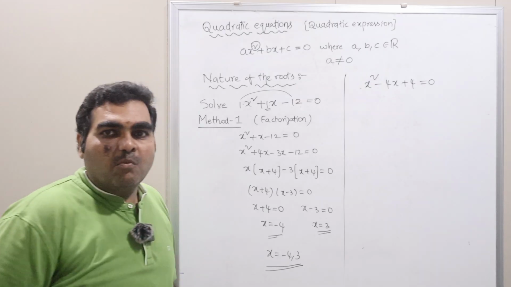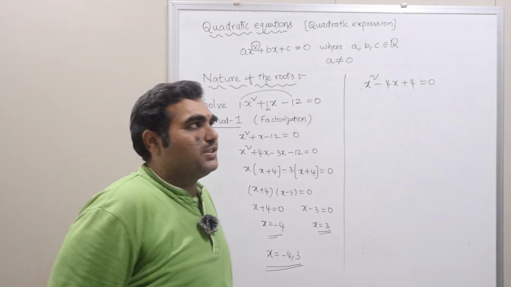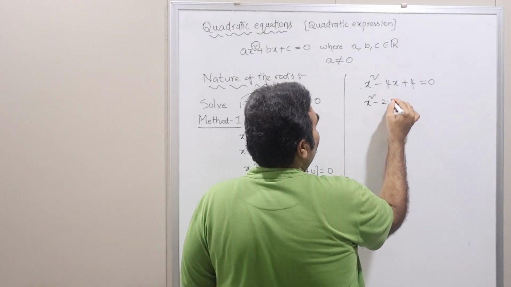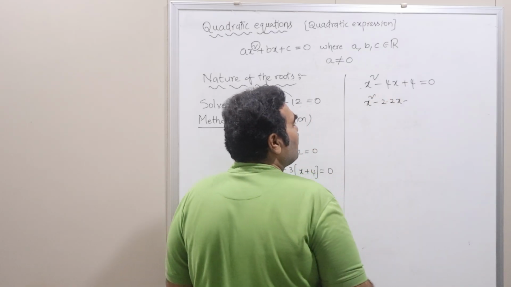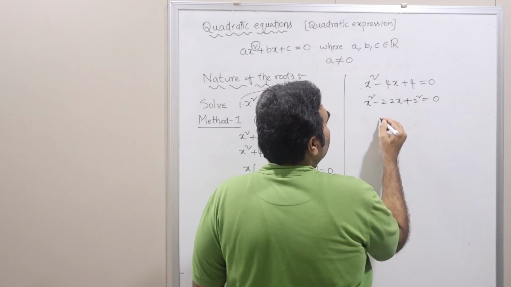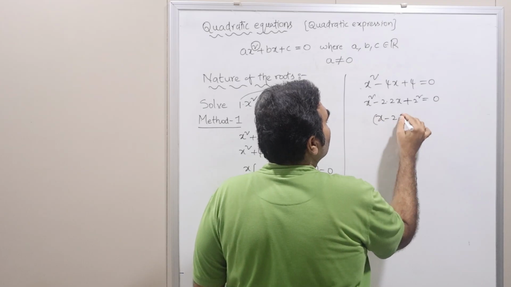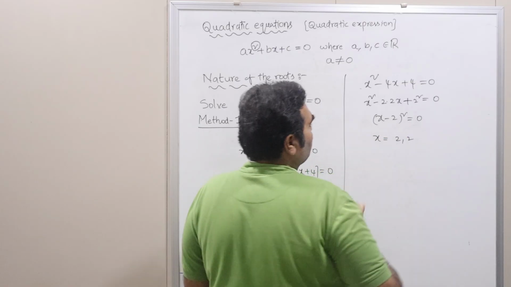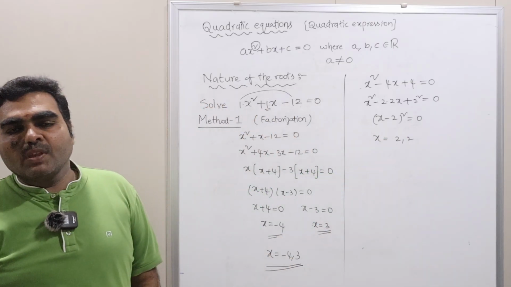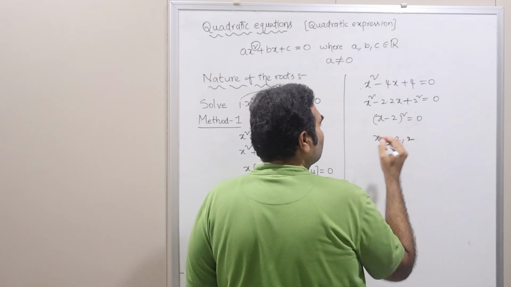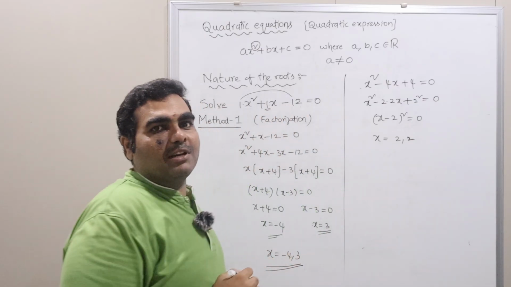Once again, we are considering one simple quadratic equation, which is very straightforward. You can write this as x square minus 2 into 2x plus 2 square, which is nothing but (x minus 2) whole square, which gives you x is equal to 2, 2. Very simple. Here the roots are 2, 2. The roots are 2, 2.